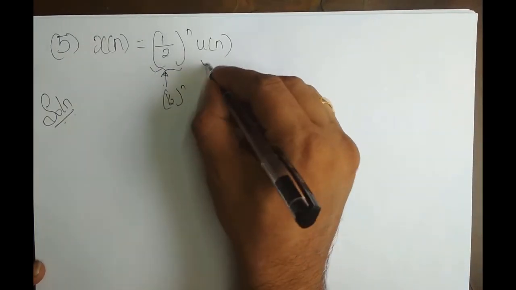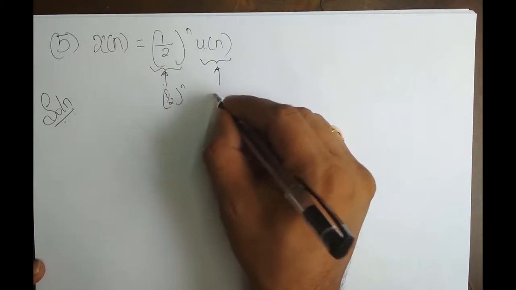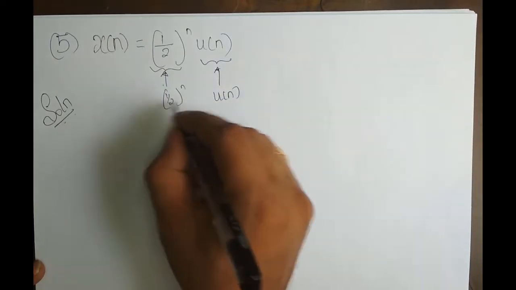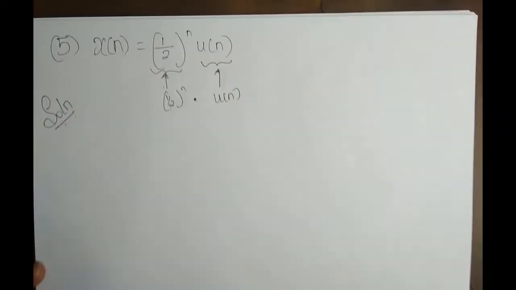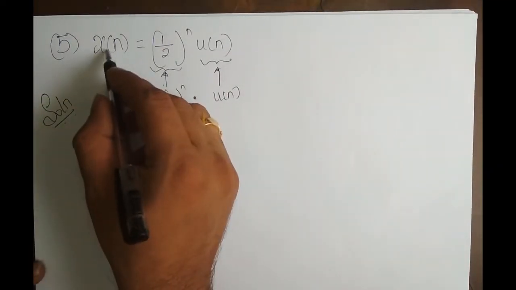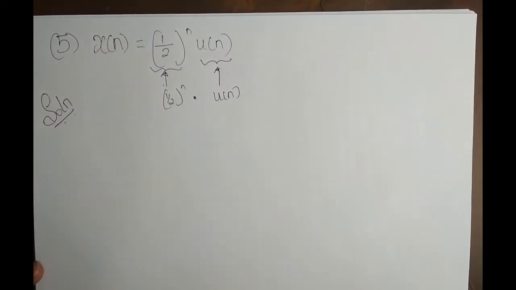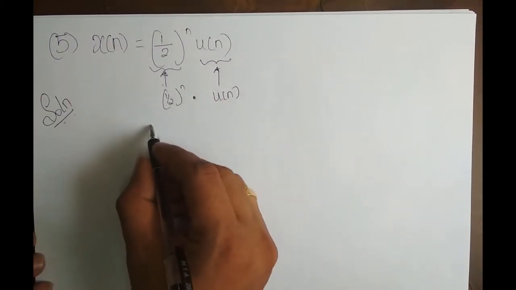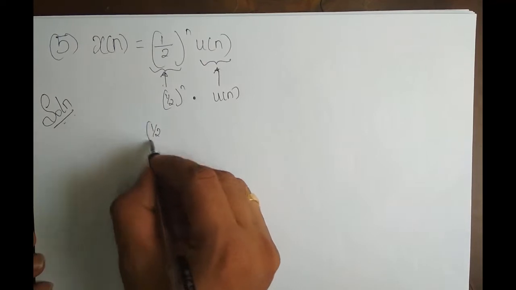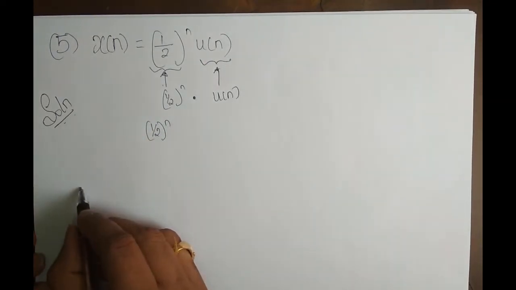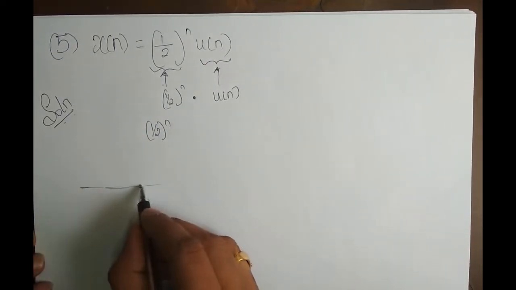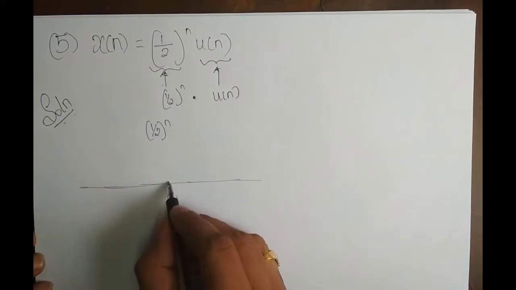Okay, and the other signal is this one, which is u of n. So 1 by 2 power n is multiplied with u of n. So my x of n is 1 by 2 power n multiplied with u of n. We'll try to plot it and check how it looks. First I will plot 1 by 2 power n, where n is an independent variable here, varying from minus infinity to infinity.